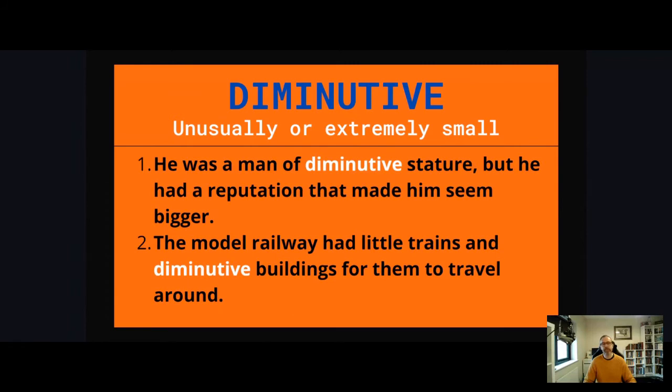Example 1, he was a man of diminutive stature, but he had a reputation that made him seem bigger. Example 2, the model railway had little trains and diminutive buildings for them to travel around.